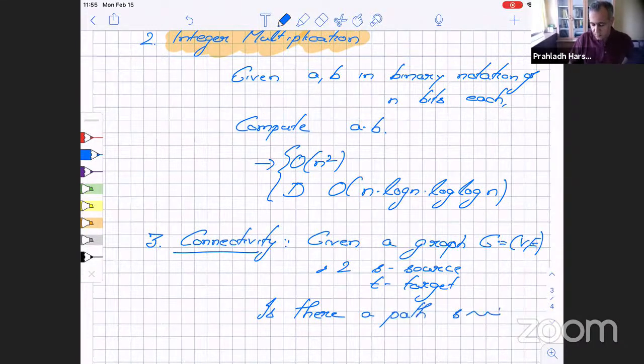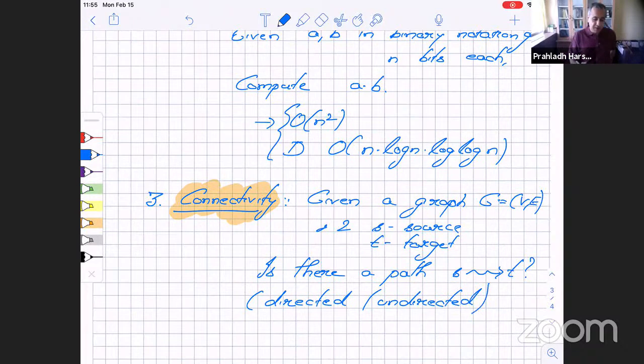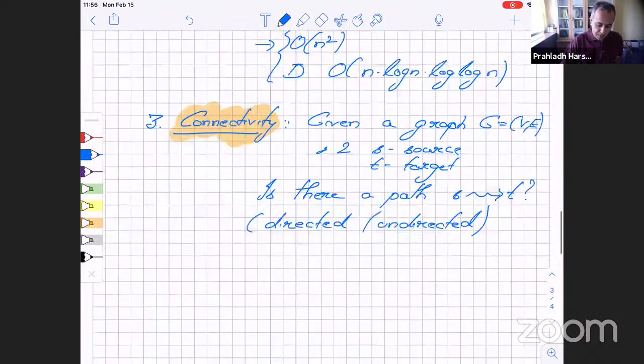From S to T. And we designed algorithms for this too in an algorithms course. Run depth first search, breadth first search does this. You could ask questions on this. You could ask, is the graph directed or undirected? We know algorithms in both cases, even the directed case, which is more general. And we will see how these problems become different when they are directed or undirected.